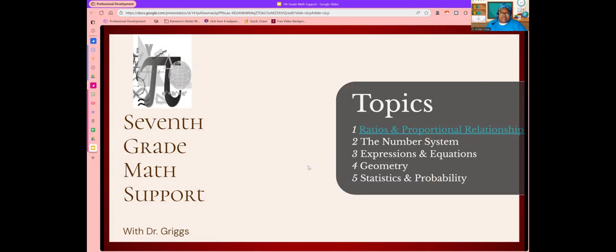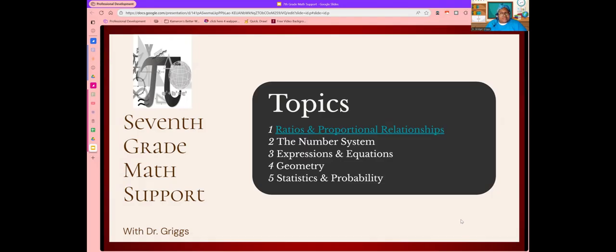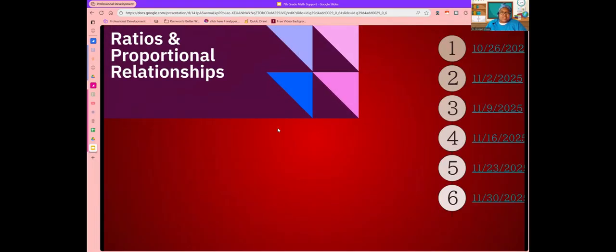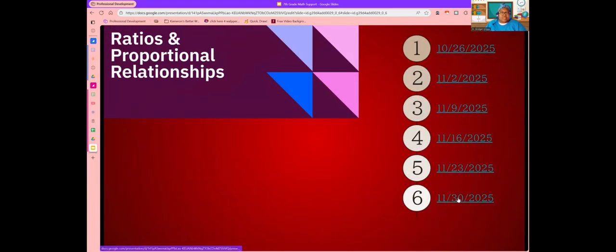To 7th grade math support. Here are the topics we'll be talking about throughout the course of the year. We are working on ratios and proportional relationships right now, and this has 6 objectives. We're working on the last of the objectives for ratios and proportional relationships. So let's see what it is.